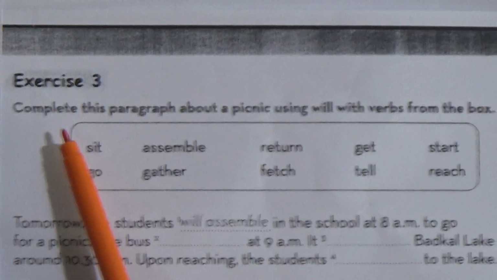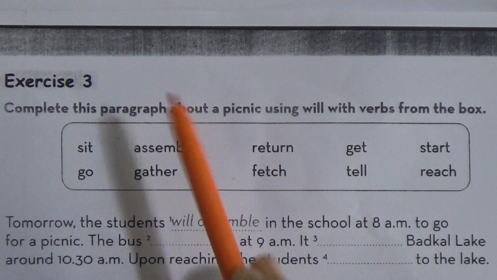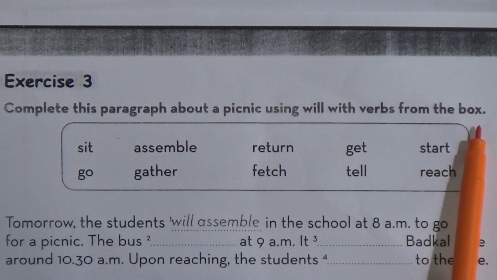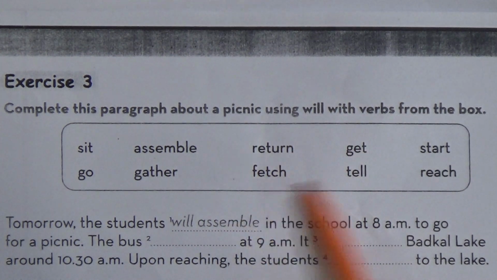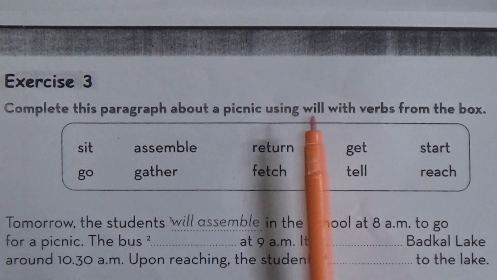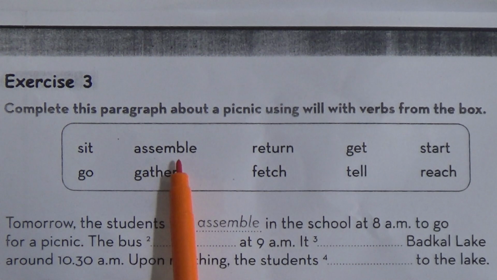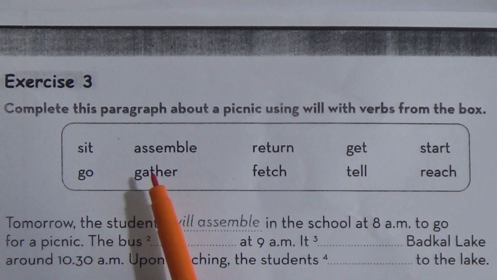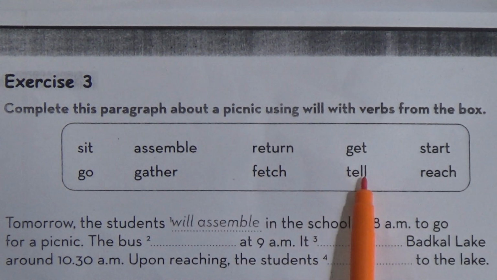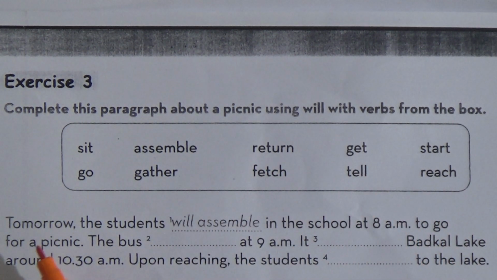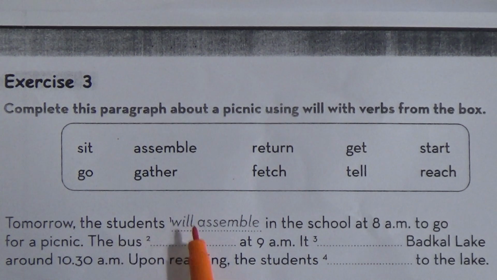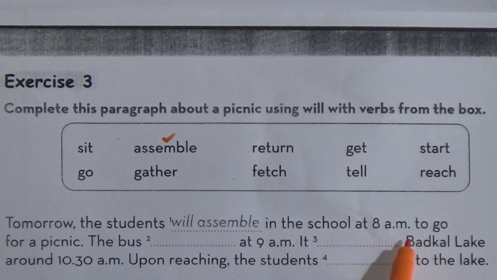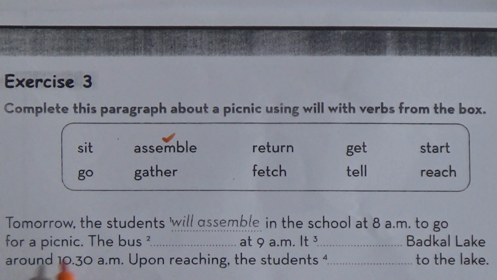Here it is said, complete this paragraph about a picnic using will with verbs from the box. Again, we have to write these words using will. Number 1: sit, assemble, return, get, start, go, gather, fetch, tell, reach. Now let's see the paragraph. Tomorrow the students will assemble in the school at 8 a.m. to go for a picnic.